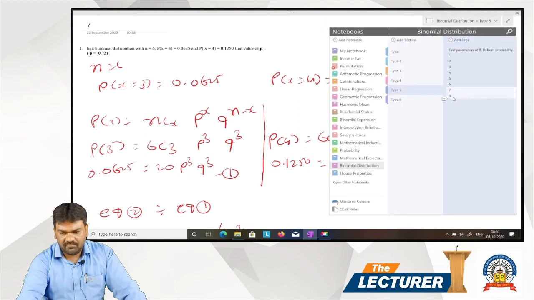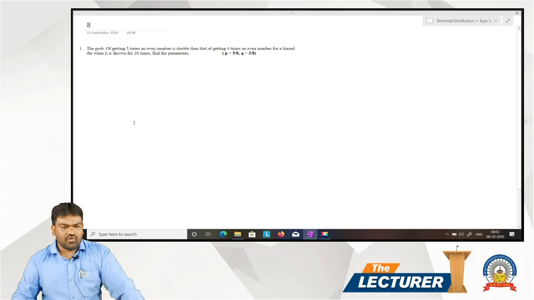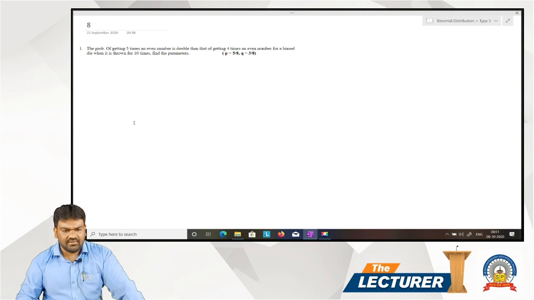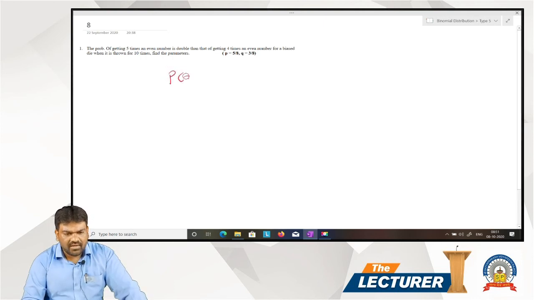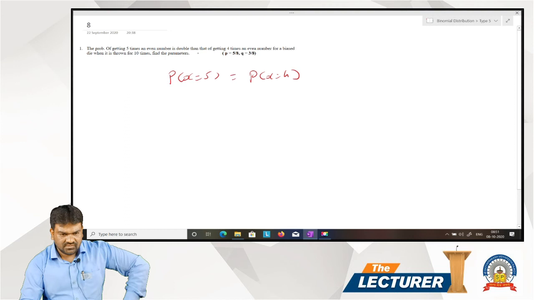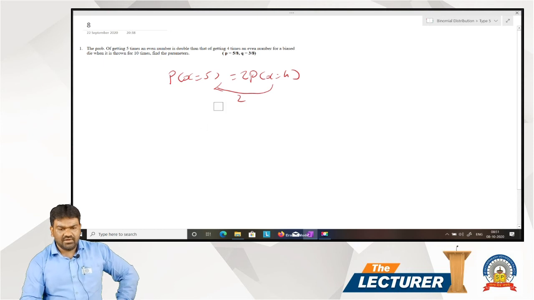Next, last of this type, example number 8. The probability of getting 5 times an even number is double that of getting 4 times an even number. P of x equal to 5 is equal to 2 times P of x equal to 4. So it is said that the probability of getting 5 times an even number is double that of getting 4 times. To make them equal, P of 5 is equal to 2 multiplied by P of 4.